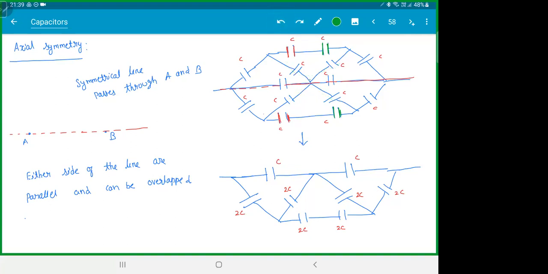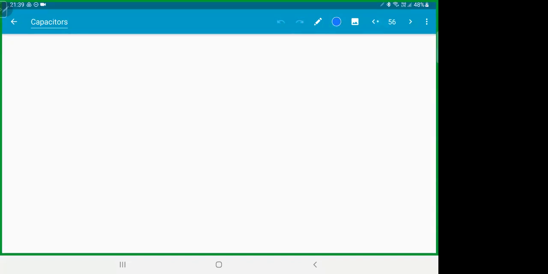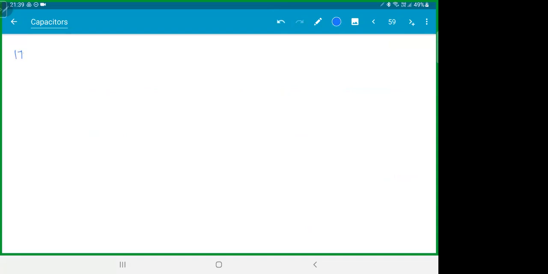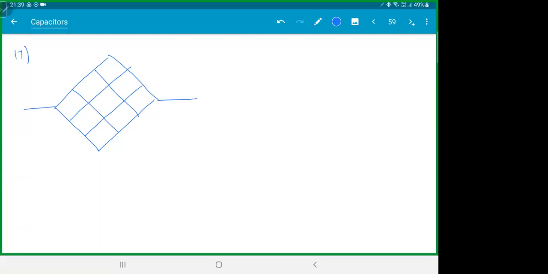Okay. So using these two symmetries, let's try to solve one. You try and then I'll show you. Let's solve this thing. Each segment is a capacitor. I'm lazy to draw, but it looks like this.